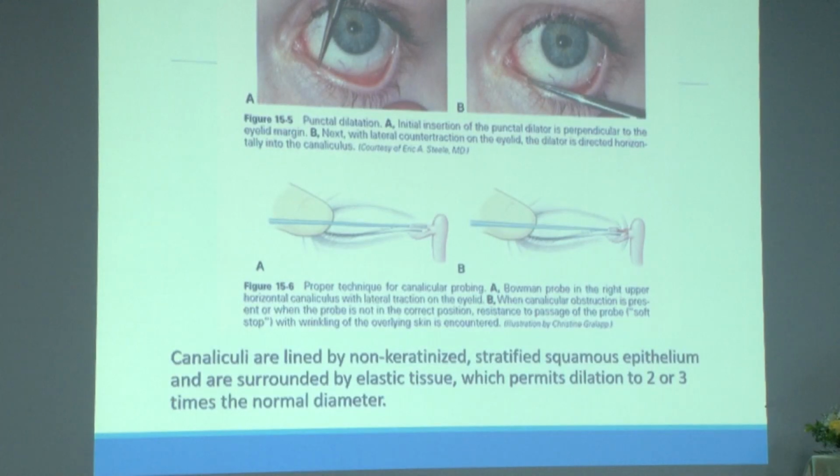So while probing or syringing, first the orientation should be vertical, and then there should be lateral traction. Then one should go for syringing. Otherwise, there is a chance of false passage formation. Similarly, while probing, especially, one should go through the upper canaliculus.